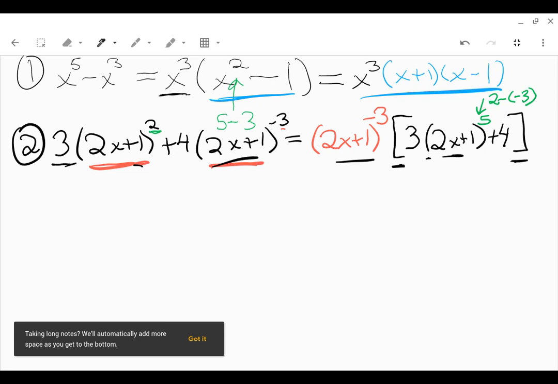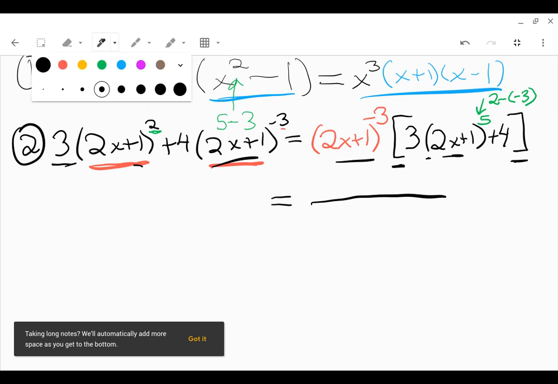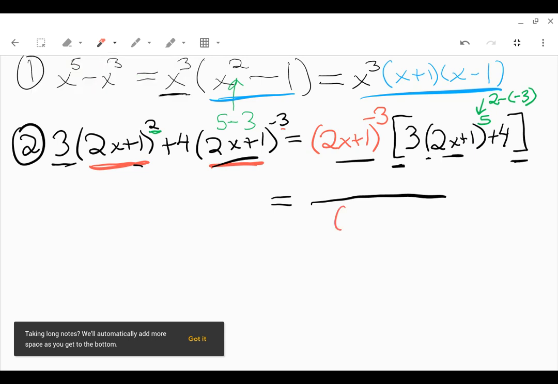Okay, a couple of more steps in simplifying this. For one thing, you should try to write your final answer without any negative exponents. So that 2x plus 1 to the negative third power should be written as 2x plus 1 to the positive third power in the denominator.